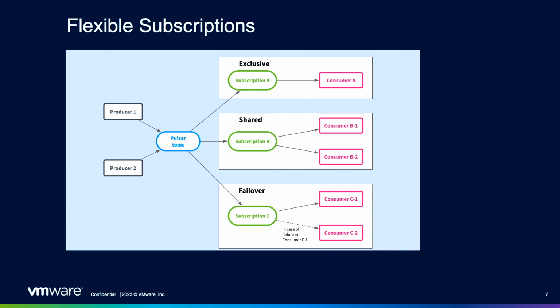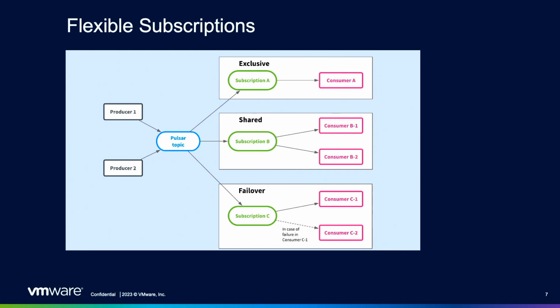At the bottom, you have a failover subscription. In the case of failover, you can have a topic with multiple partitions and consume from multiple partitions. So you can fail over, even within an individual topic, across multiple partitions. That is more like, in comparison to Kafka, partitions and the multiple consumers scenario.